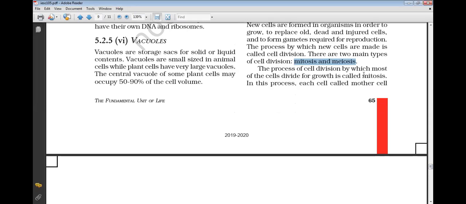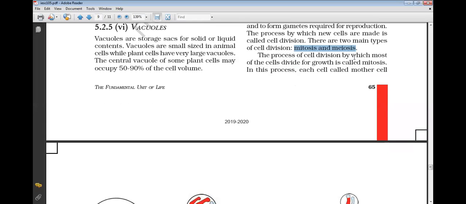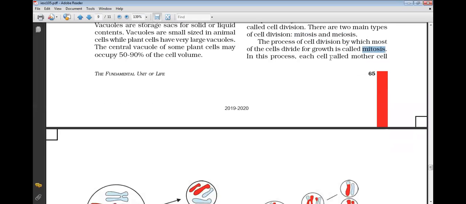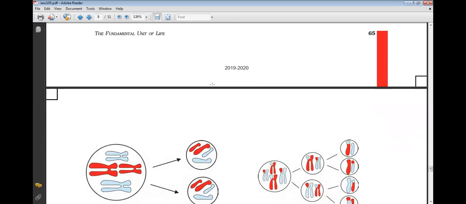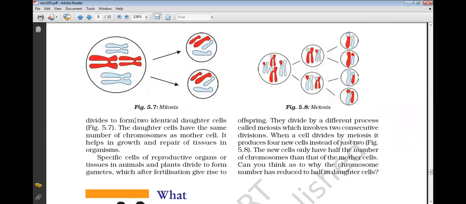This is another important question. We have studied differences between plant cell and animal cell, prokaryotic and eukaryotic, and now we are going to study the difference between mitosis and meiosis. The process of cell division by which most cells divide for growth is called mitosis. In this, each mother cell divides to form two identical daughter cells.